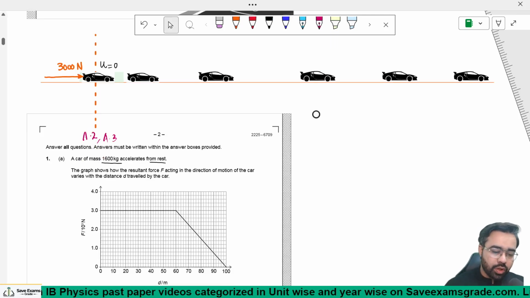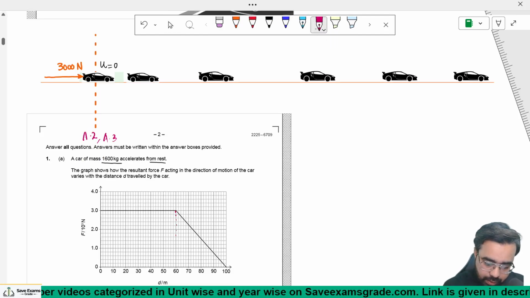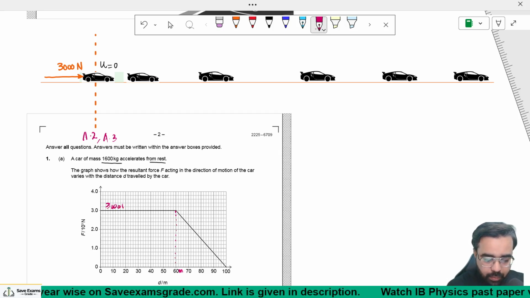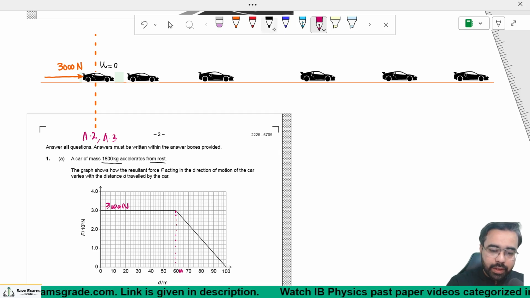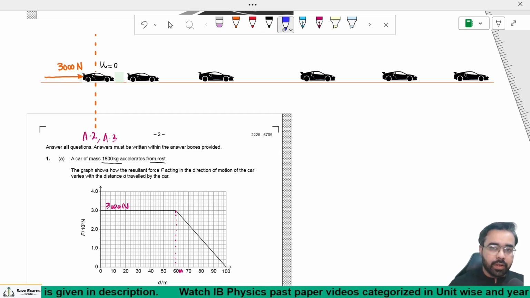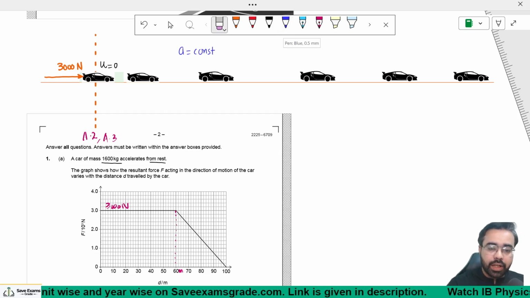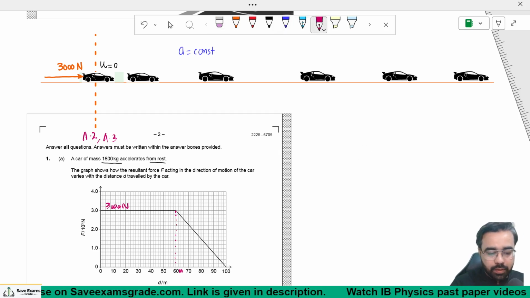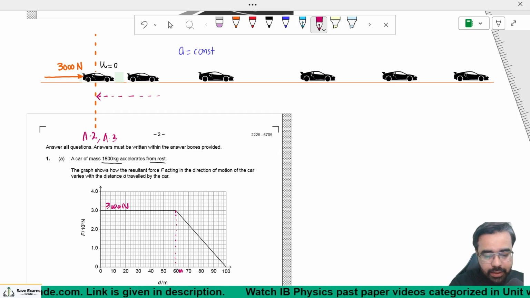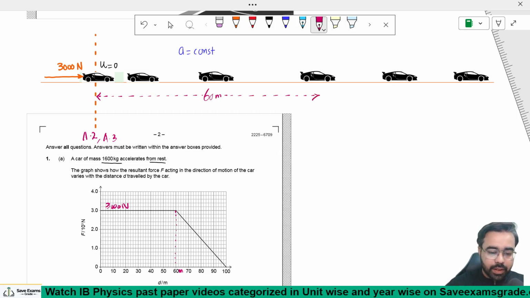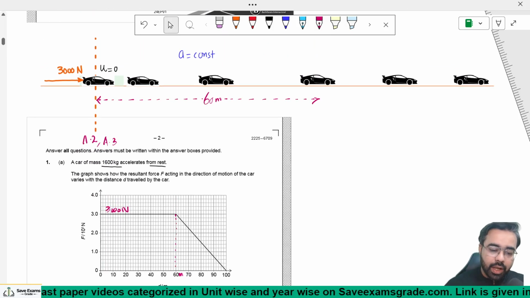Now you can see that until 60 meters, a constant force of 3000 Newton was applied on the car, which means that it was gaining velocity because its acceleration is constant. When acceleration is constant, we know that the rate of change of velocity is constant, so it is continuously, uniformly increasing its velocity. So can I say that this is 60 meters? If you understand this diagram, you will understand this whole one or two questions. So this is 60 meters.